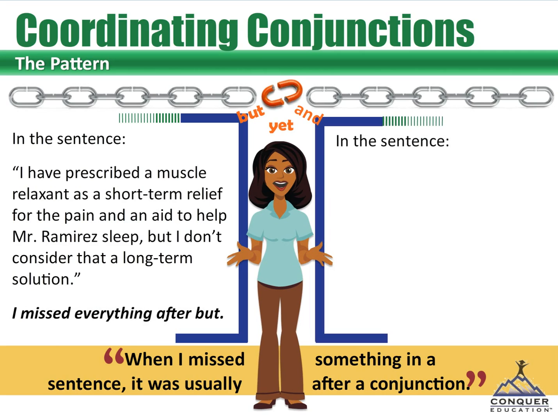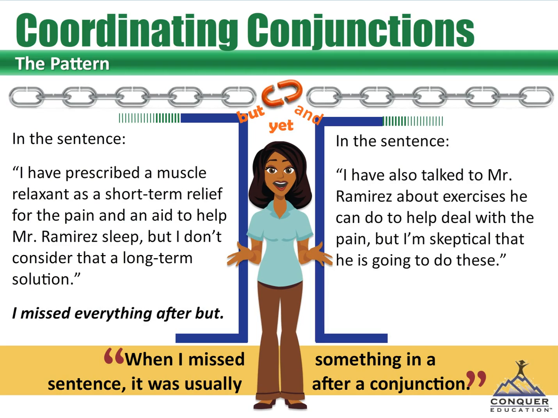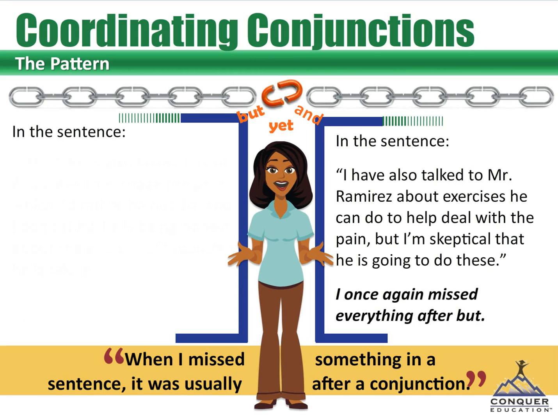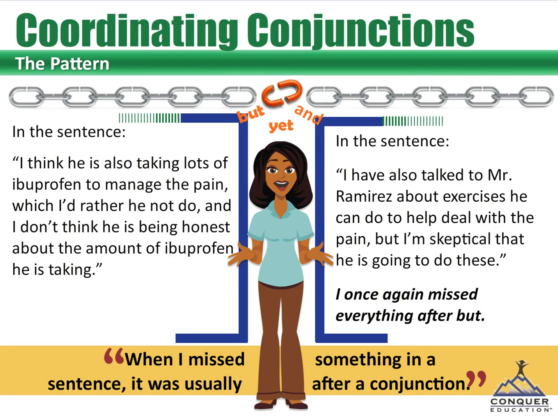In the sentence, "I have also talked to Mr. Ramirez about exercise he can do to help deal with the pain, but I am skeptical that he is going to do these," I once again missed everything after but. In the sentence, "I think he is also taking lots of ibuprofen to manage the pain, which I'd rather he not do, and I don't think he's being honest about the amount of ibuprofen he is taking," I missed the which part, but also missed everything after and.